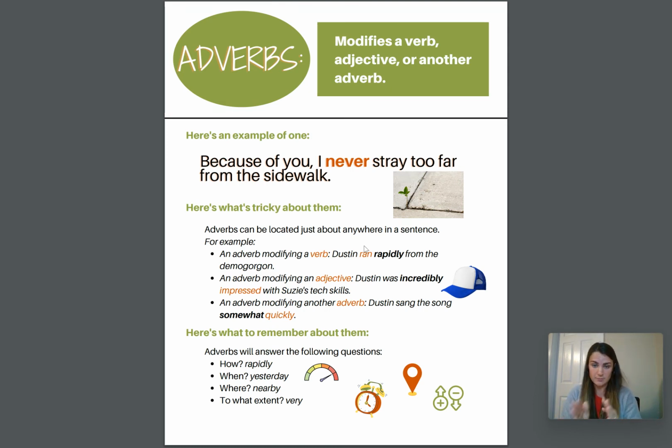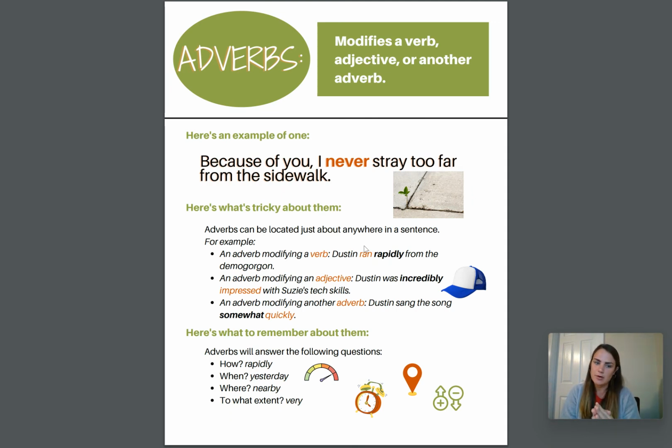If it's modifying a verb, it looks like this sentence, Dustin ran rapidly from the Demogorgon. So it's showing you how Dustin ran. It's modifying that ran verb. It can also modify an adjective. So Dustin was incredibly impressed with Susie's tech skills. How impressed was he? Incredibly impressed. But it's modifying that adjective instead of the verb in that sentence. It can also modify another adverb. So Dustin sang the song somewhat quickly. So quickly is the adverb there, and somewhat is telling us how quickly he sang it.